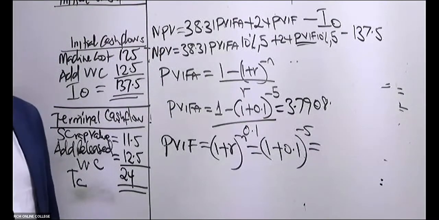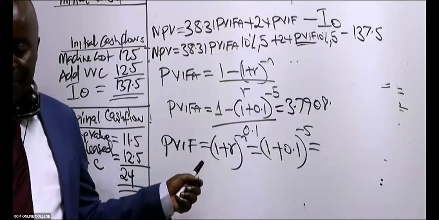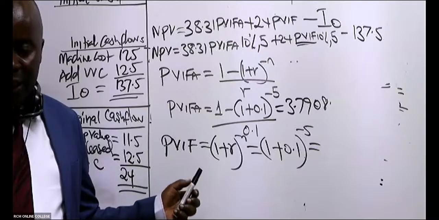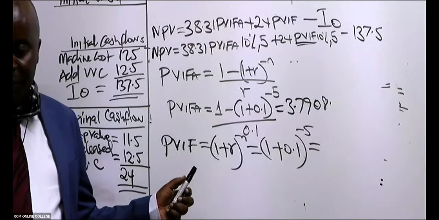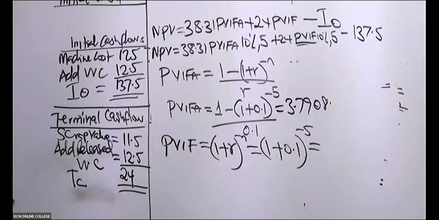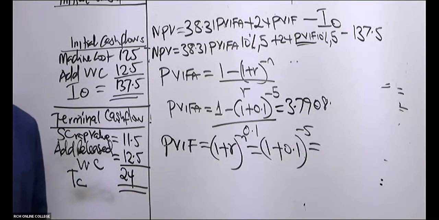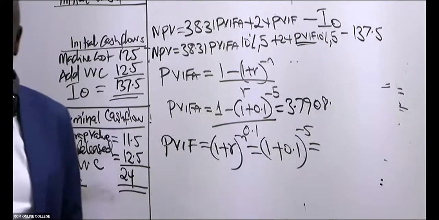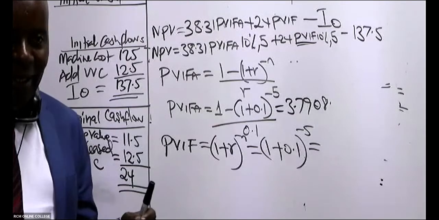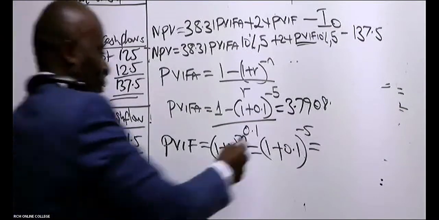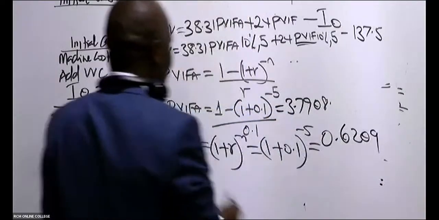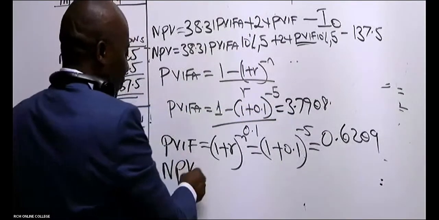Are you able to tell me what this answer at the end of the day will be? So 1.1 raised to negative 5. Please talk to me. Online students also talk to me, please. Yeah, this is very easy. 0.6209, isn't it?